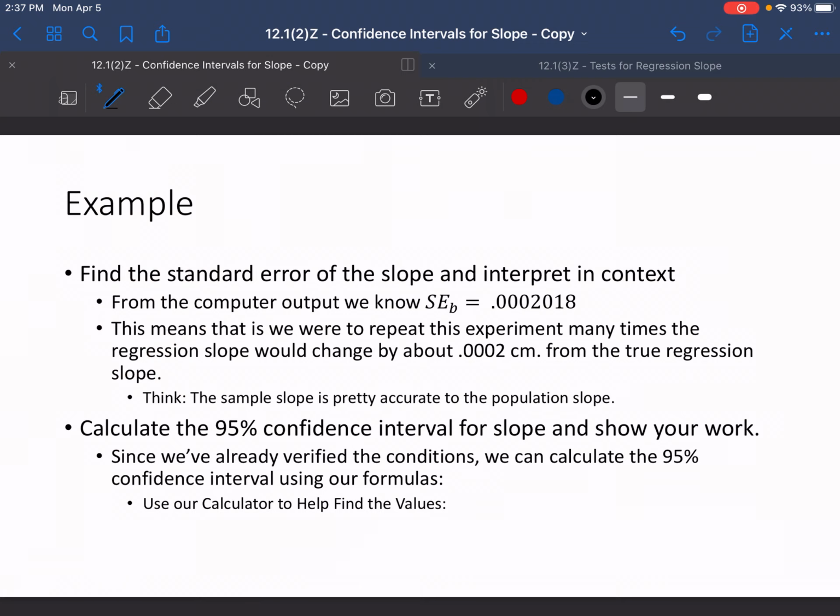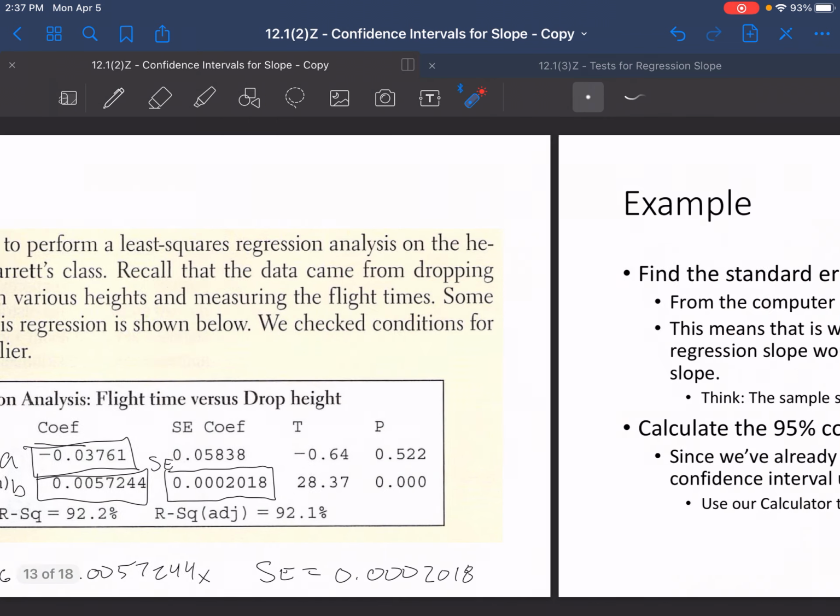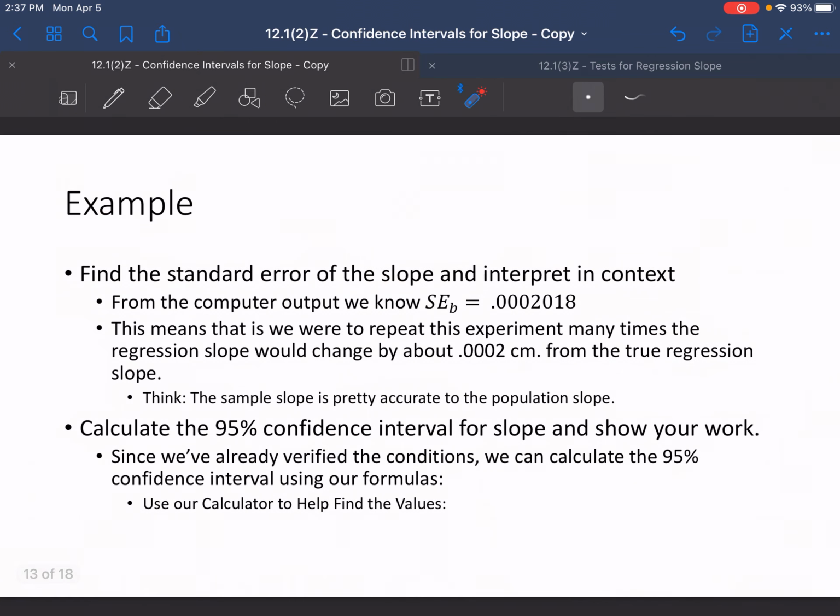Now, with this example, first we want to find the standard error of the slope and interpret it in context. Well, we know that that standard error is going to be that third value down here. From the computer output, we know that the standard error of b is 0.0002018. This means that if we were to repeat this experiment many times, the regression slope would change by about 0.0002 centimeters from the true regression slope. So the sample slope is pretty accurate to the population slope.